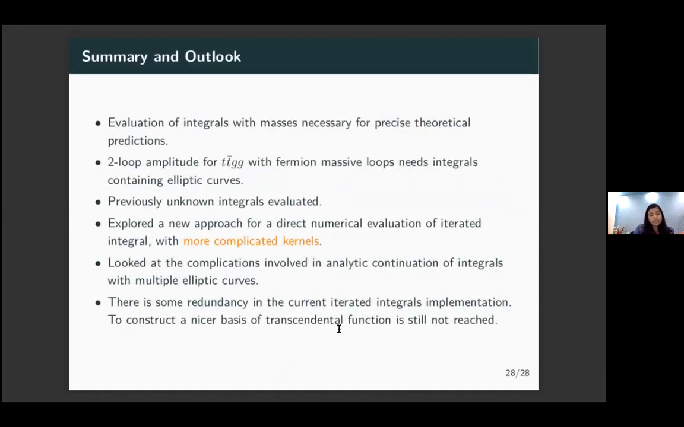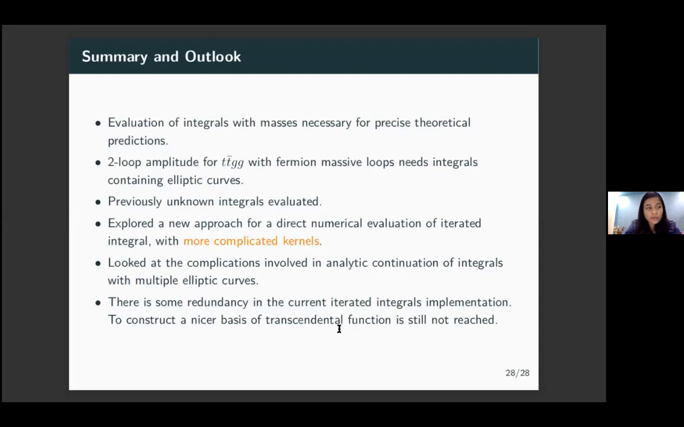So just to summarize my talk and to give some outlook, I hope I'm able to convince you that this two-loop amplitude for tt-gg with massive fermion loops was very non-trivial, and this was the first step in including masses in the evaluation. While doing so, we also had to evaluate some previously unknown integrals, and I showed that these also contain these complicated objects, namely the elliptic curves.